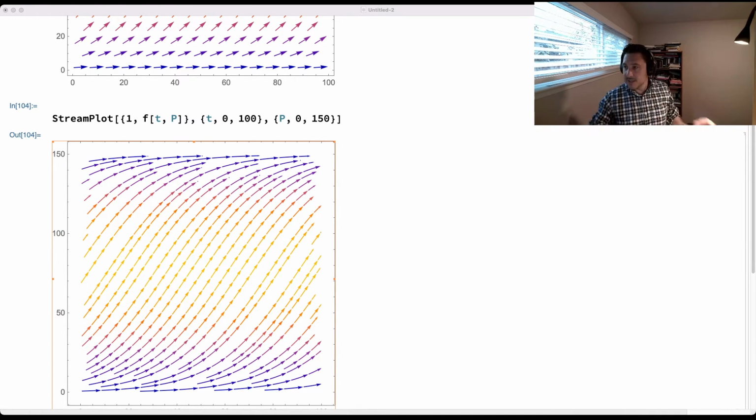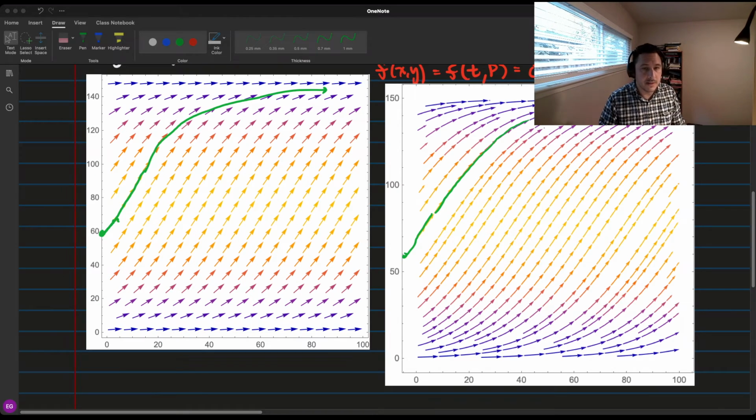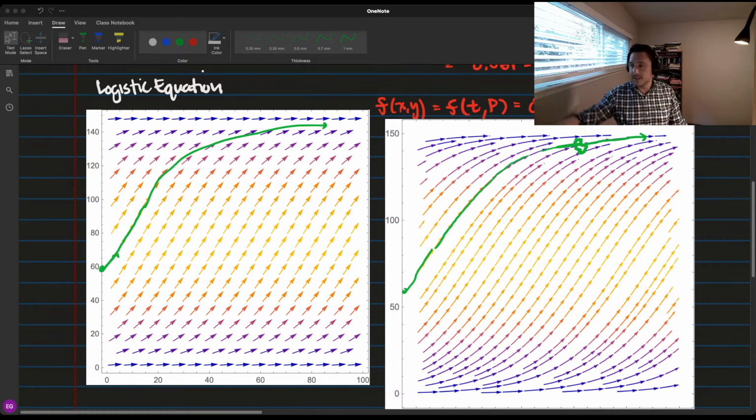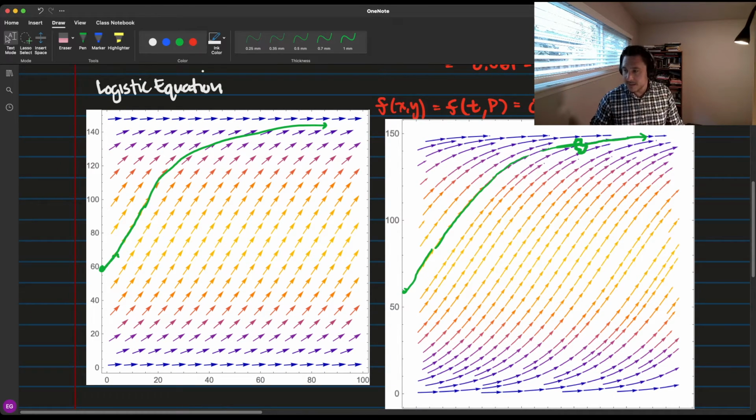So you can see we started off at, what was it, 60 around here. You can see, like I said, it follows it approximately. And it keeps on getting closer to 150, right, asymptotically. Oops, I didn't change over. There you go. I pasted the stream plot over. You can see I followed in green. I started at the 60 right here. And then we followed it. It keeps on going bigger and bigger to 150. Okay.